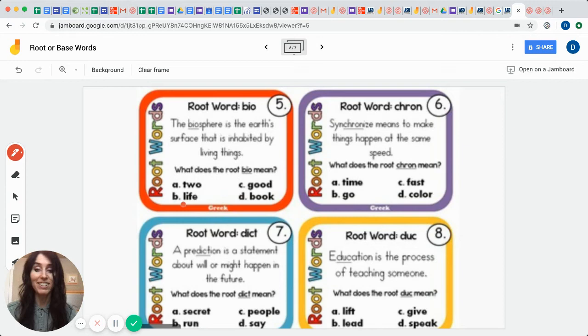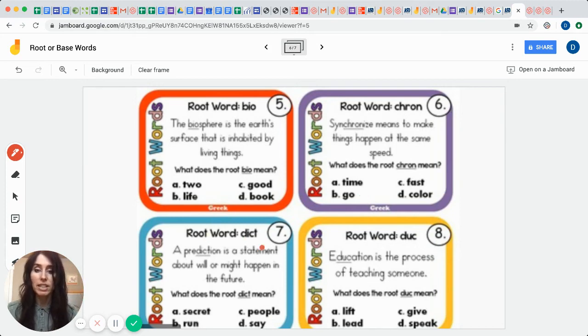Did you say life? You got it. What about this root word, chron? Used in the word synchronize, it means to make things happen at the same speed. So what does the root word chron mean? Is it time, go, fast, or color? And the answer is A, time, like in chronology. It happens in a certain order, doesn't it?